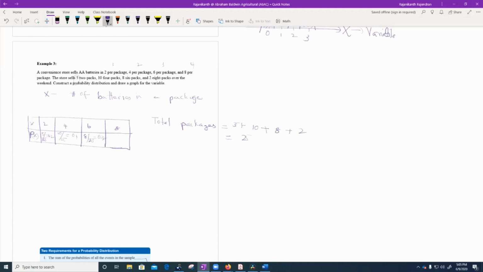And the last one, 8 battery packs. There are 2 out of 25. So this should be 0.08.